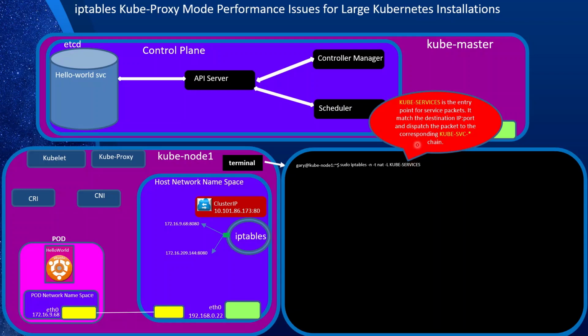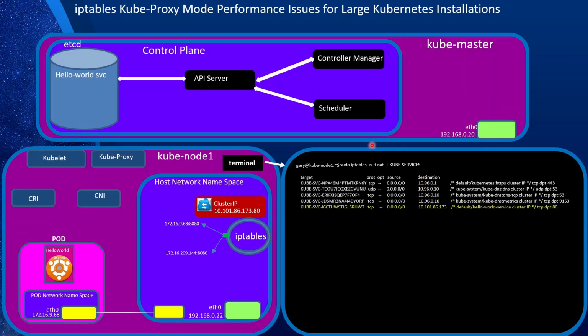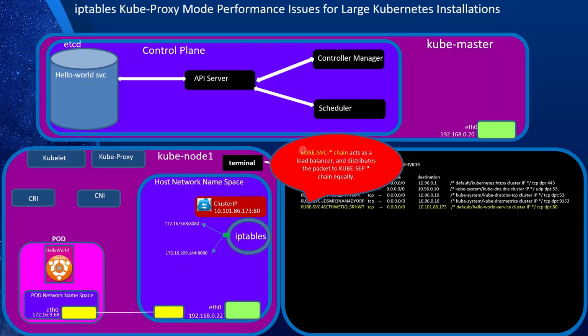So this KUBE-SERVICES chain, when you run it, will show you all the Kubernetes services that have been created. So we'll see that these are the services that have been created by Kubernetes, and then this is our hello world. We can dig deeper into this. The KUBE-SERVICES chain that we ran the command for acts as a load balancer and distributes the packets to KUBE-SVC. So this is the next set of chains that gets involved in load balancing.